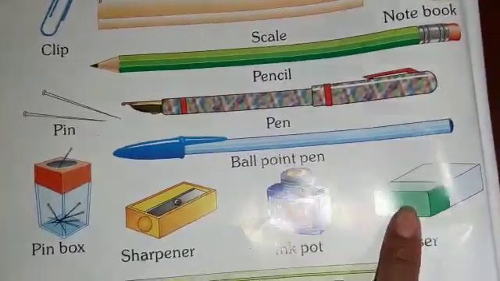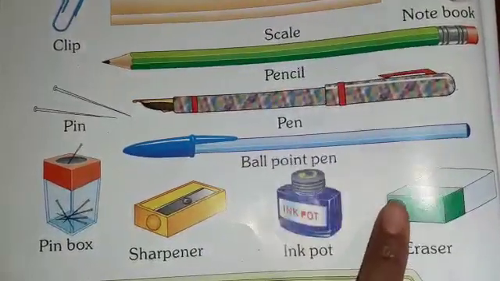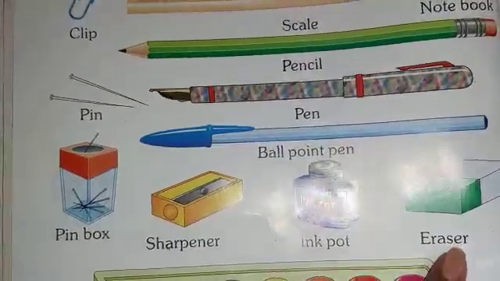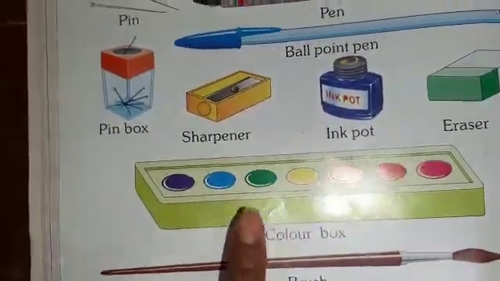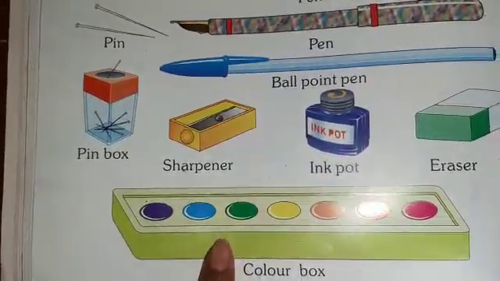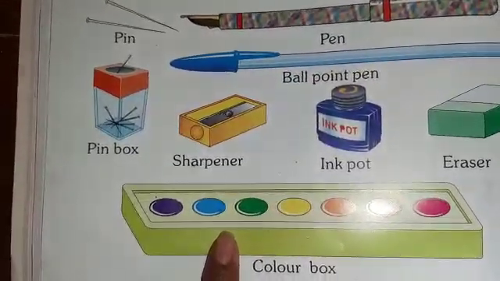This is an eraser. What is the use of eraser? We erase the things with the help of this eraser. You are using eraser, right? Yeah. Now this is color box. Maybe your favorite thing, students? We use the color box for coloring.